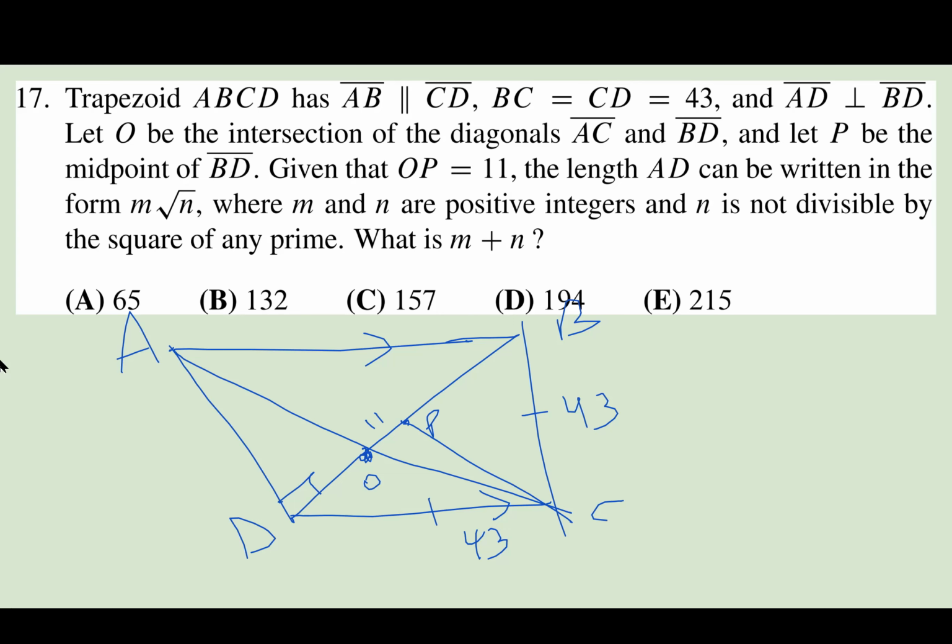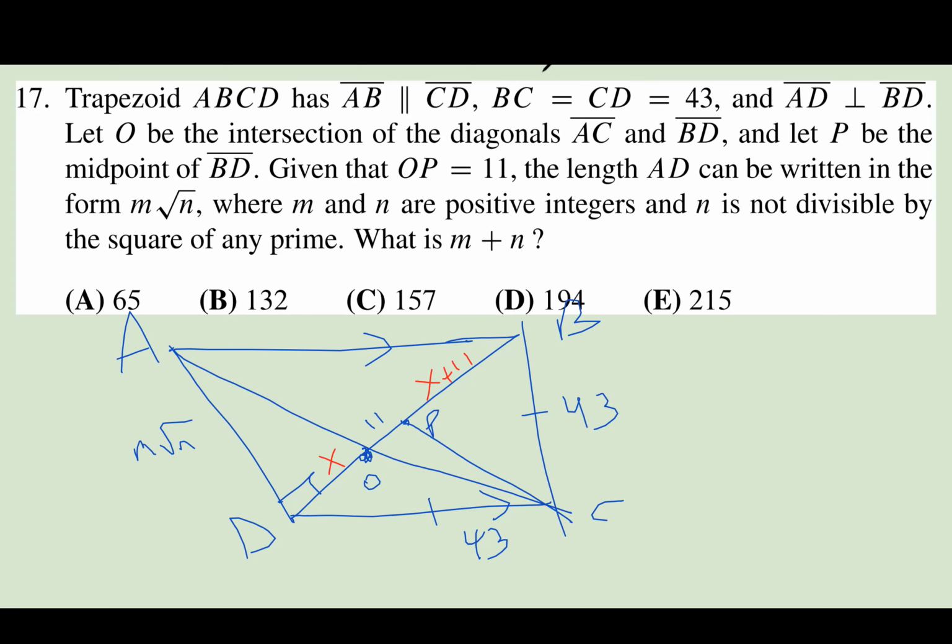The length AD can be written in the form m square root n, where m and n are positive integers. N is not divisible by the square of any prime, which basically means it's a simplified radical. What is m plus n, right? So I'm going to use a different color to show this. I called this distance x, and then I called this distance x plus 11, since P is the midpoint.